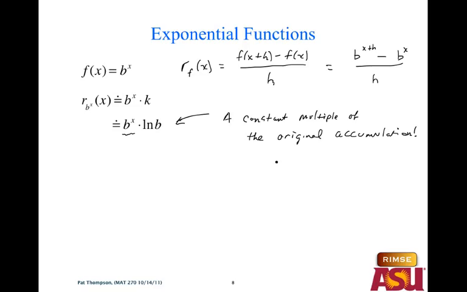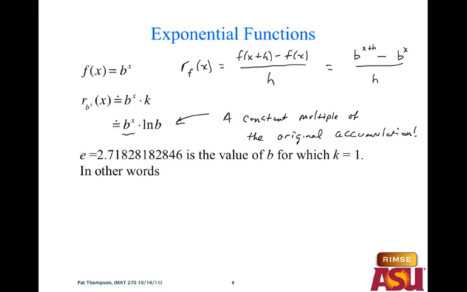The number e is like the number pi. It's this special constant, 2.71828, and it goes on and on. Just like pi, it's an irrational number, an infinite, non-repeating decimal. That's the value of b for which k equals 1. So this is a very, very special function when you have e to the x, because its rate of change at any moment is the same as the value of the amount, the accumulation, at that moment. Very, very special.